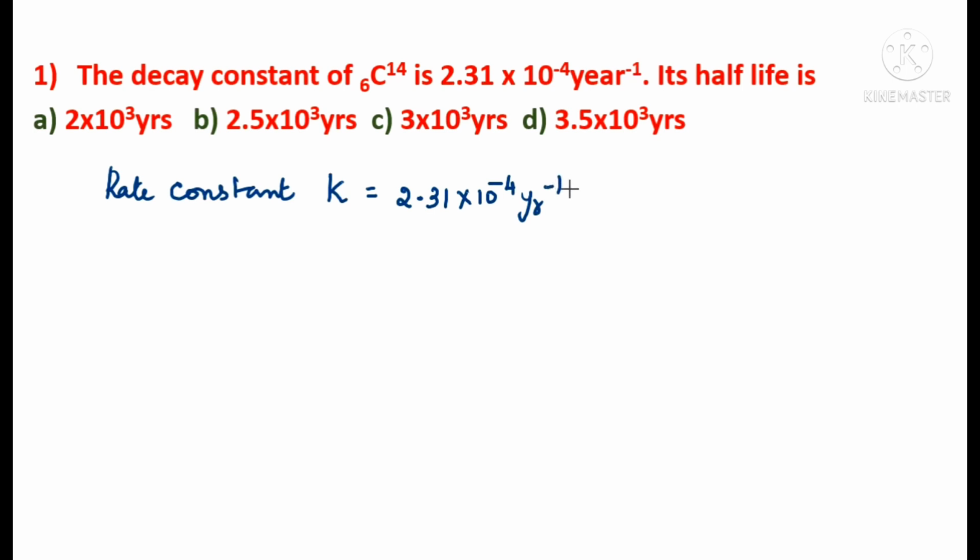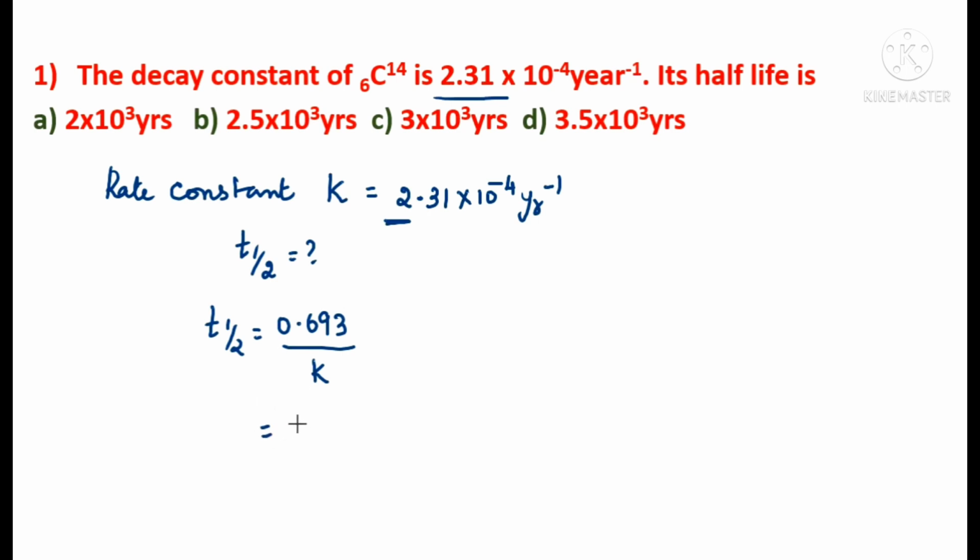So what else is given? This is the main data, right? And you're asked to calculate T half for this decaying reaction. That's the question asked. So now you should know the formula for T half. T half is equal to 0.693 by K, is it not? The K value is given, so you can directly substitute the value and find out the answer.